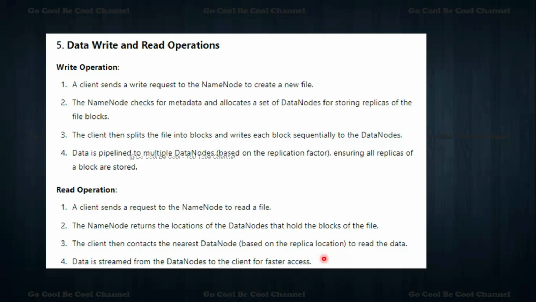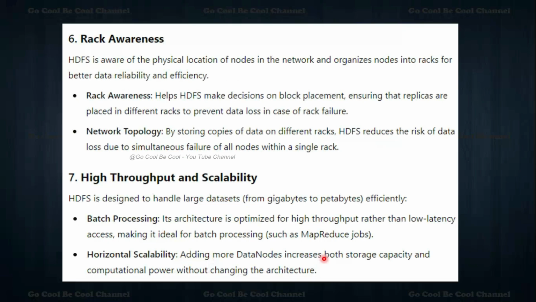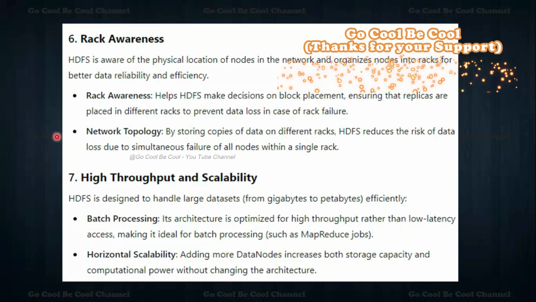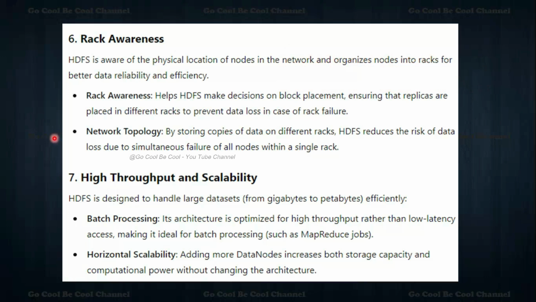So rack awareness we have. Rack awareness helps HDFS make decisions on block placement, ensuring that replicas are placed in different racks to prevent data loss in case of rack failure. So network topology: by storing copies of data on different racks, HDFS reduces the risk of data loss due to simultaneous failure of all nodes within a single rack. So high throughput, and scalability.